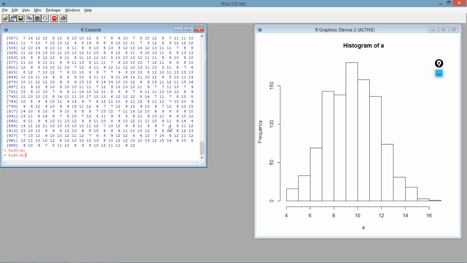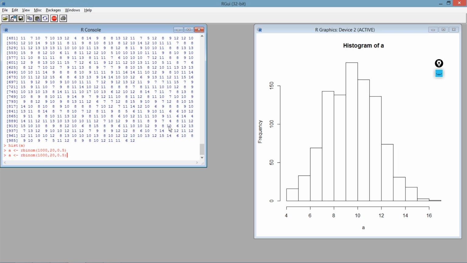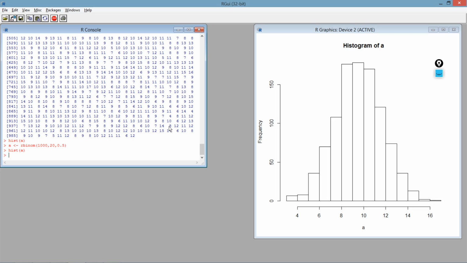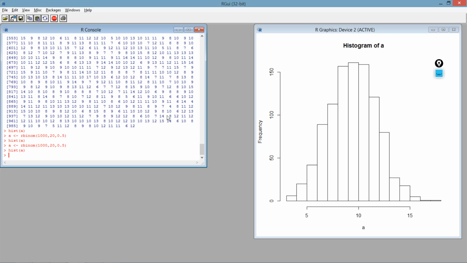Okay, and if I do it again, oops, wrong thing. If I do it again, the histogram is different, but notice the same shape is there. Okay, this shape is what we call the binomial distribution. Okay, I'll do one more. I could do this all day. I find it so fascinating. So here's my binomial distribution.